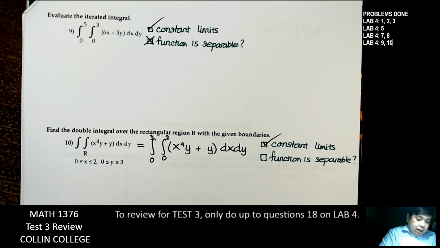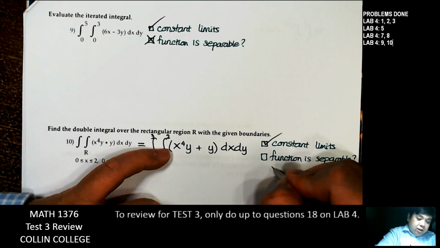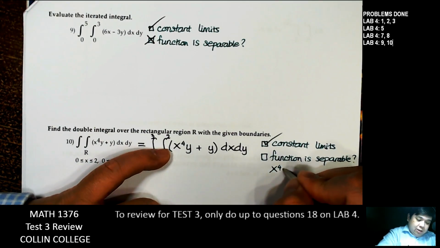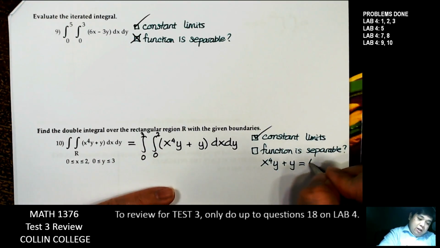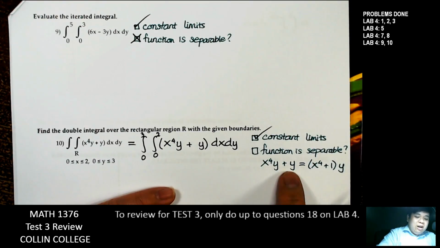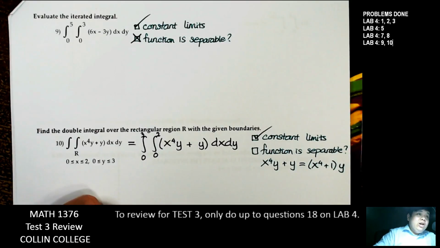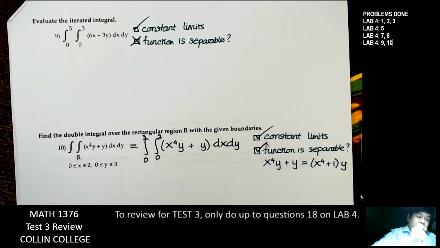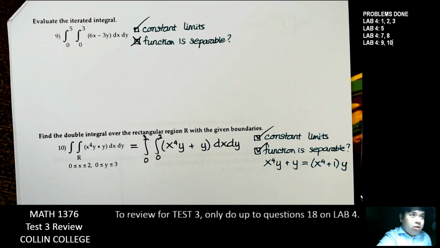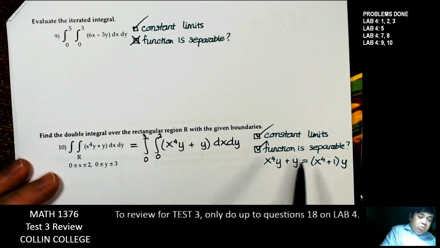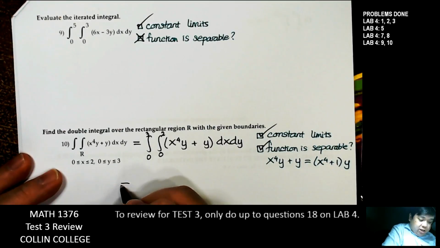Right. What we can do with this function is we just factor out the y, and now we just have a function of x and a function of y. So this is separable, meaning that we can use the Fubini theorem on this. Let's do this one first. It looks easy.